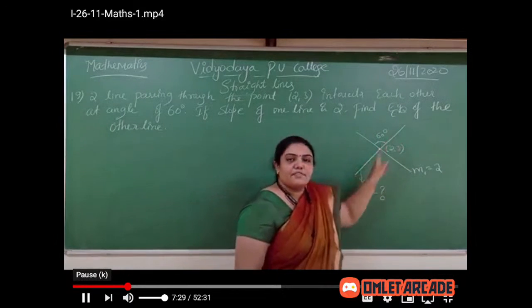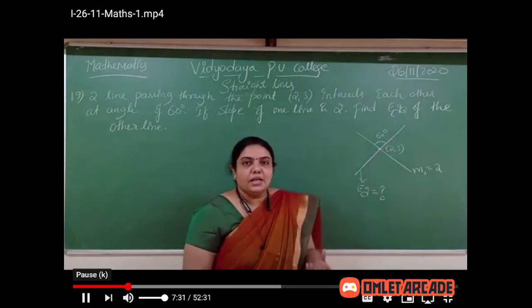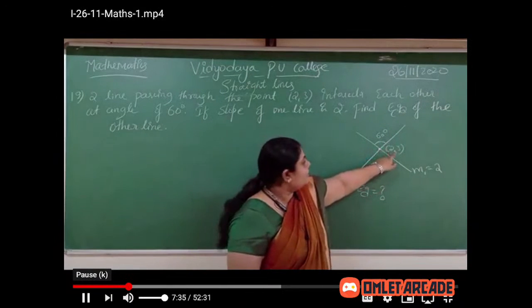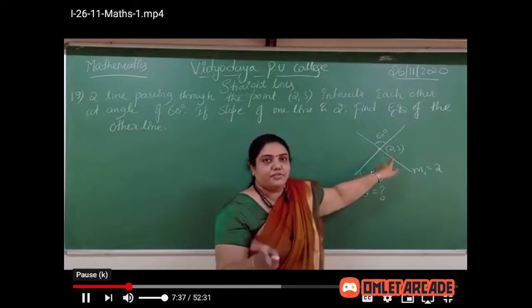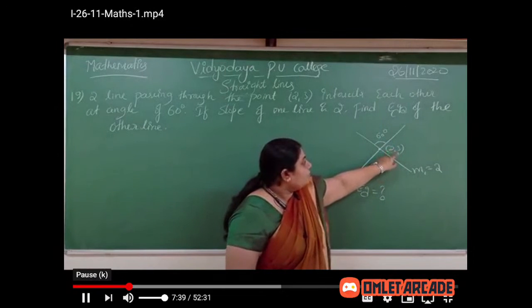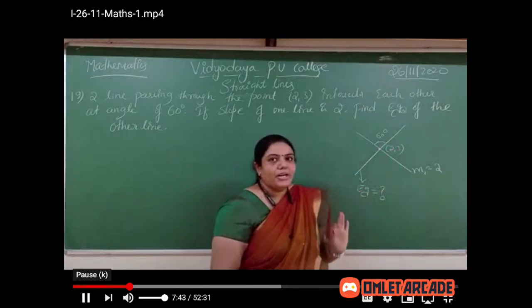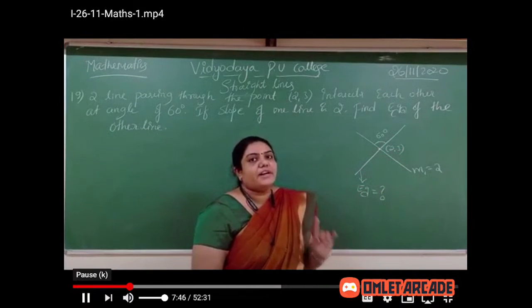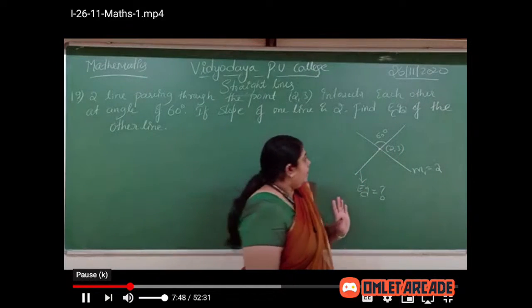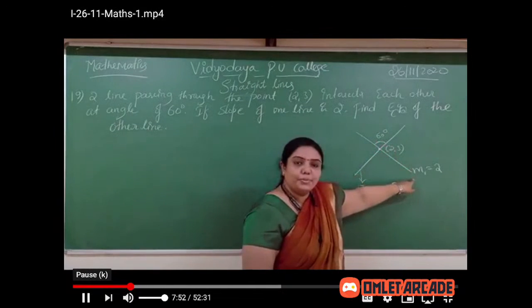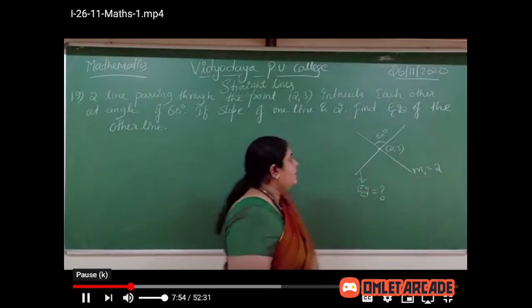See students, to find the equation of a line, minimum what do we need? We need a slope and a point. The point is already known because (2, 3) is the point of intersection of the two lines, so (2, 3) is also a point of this line, isn't it? Only thing is you need to find the slope. The angle between the two lines is given, one of the slopes is given. Can you find the other slope?